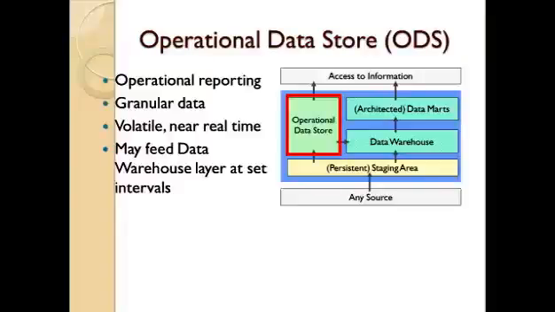As shown here, it may feed data into a data warehouse layer at set intervals. So data can be integrated into a data warehouse from various operational data stores. And also notice that data here is volatile. This is different from a data warehouse, which has non-volatile data, as we talked about earlier in the definition of a data warehouse. And we'll have a separate chapter on operational data store later on.